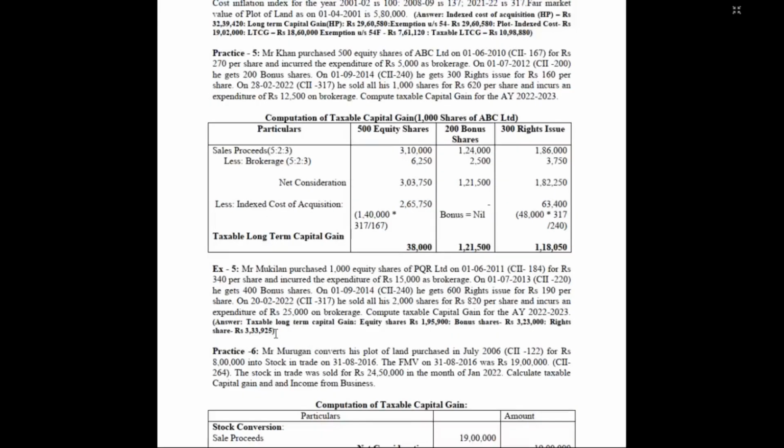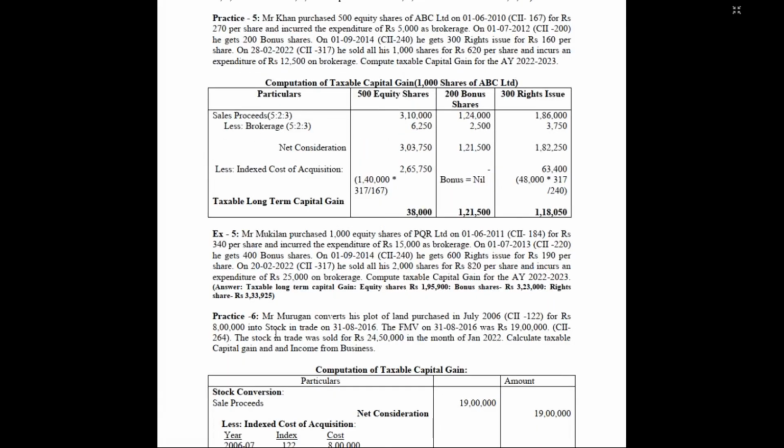Now practice 5. Mr. Khan purchased 500 equity shares of ABC Limited on 1/6/2010. Cost inflation index is 167, at rupees 270 per share, and incurred expenditure of 5,000 as brokerage. On 1st July 2012, he gets 200 bonus shares. Bonus shares means additional shares granted by the company at free of cost. So for the bonus shares, there is no cost of acquisition. So cost of acquisition will always be considered as zero for bonus shares.